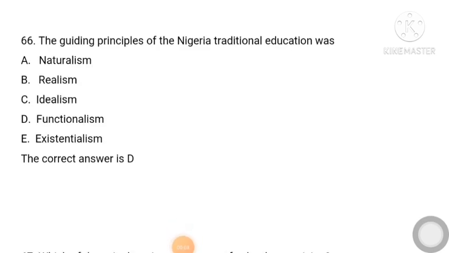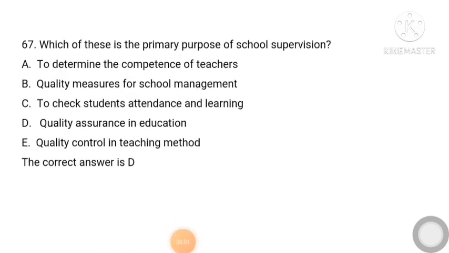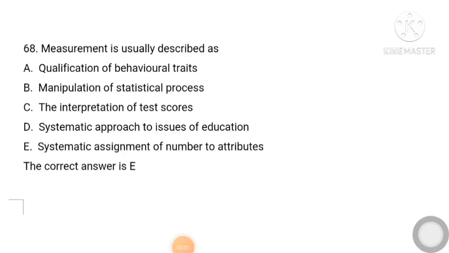66. The guiding principle of the Nigerian traditional education was functionalism. The correct answer is D, functionalism. 67. Which of these is the primary purpose of school supervision? The correct answer is D, quality assurance in education. 68. Measurement is usually described as systematic assignment of number to attributes. The correct answer is E, systematic assignment of number to attributes.